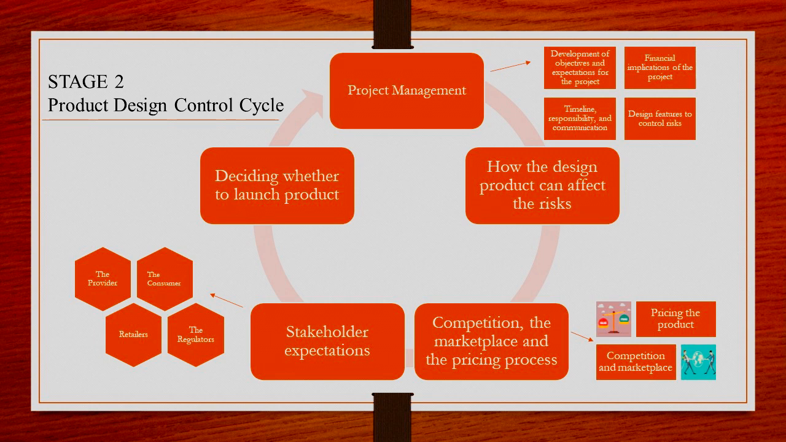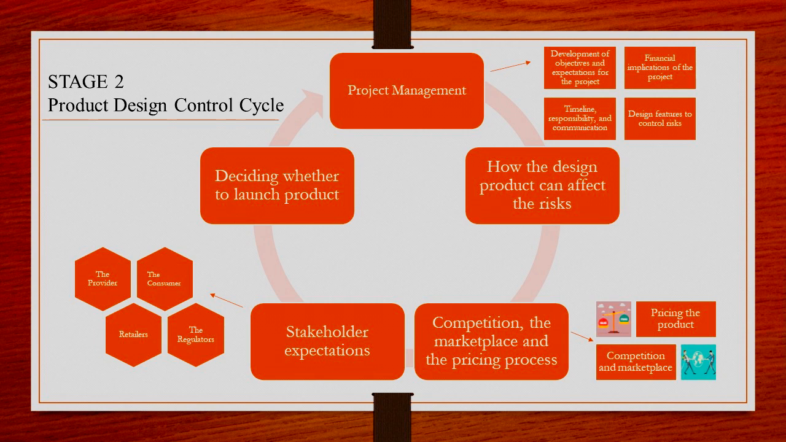Design features to control risks. Some resources may mitigate risks and enable products to be sold that would otherwise be too risky for the provider. The next section is how the design of a product can affect the risks. Then competition, the marketplace and the pricing process. Pricing a product cannot be done in a vacuum. You need to take account of what is happening in the marketplace. The pricing process will also have regard to what your competitors are doing. Pricing must consider the cost of producing the product. Competition and the marketplace have a strong influence on product design. In designing a product for any industry, knowing the design of competing products is critical.